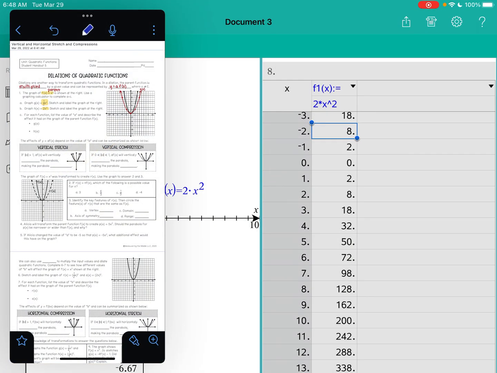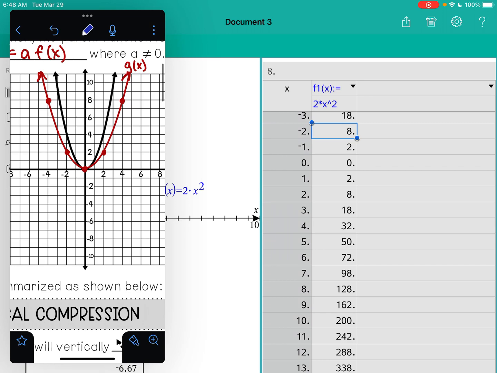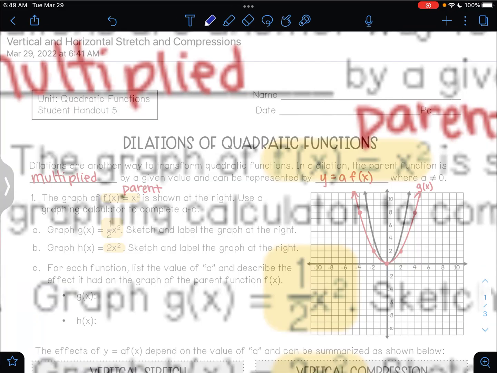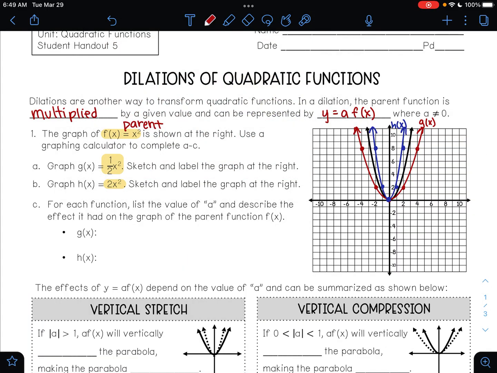So I'm going to start with -2. So I have -2, 8, which is right here. I have -1, 2, which is right here. 0, 0, 1, 2, 2, 8, right there. So I have this quadratic function right here, and then we're going to label it h of x. So blue is h of x. So let's go back to our notes and see what it has asked us.